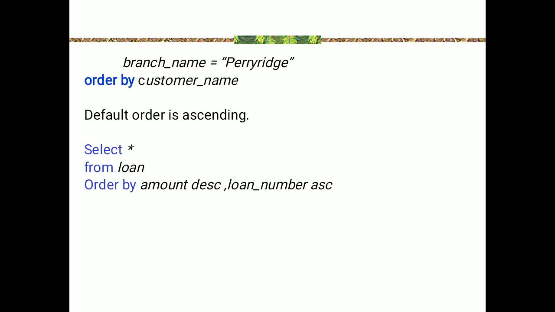Default order is ascending order. So if I use the order by clause, then by default the data will be displayed in ascending order. If I want to display the data in descending order, then select star from loan order by amount DESC. That keyword we have to use to display the data in the descending order. In this way, the order by clause is used to display the data in either ascending order or descending order.